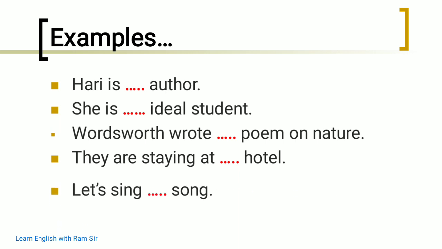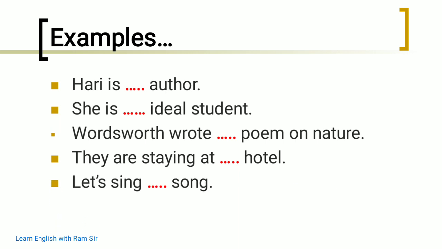Right? The next example is: let's sing dot dot song. So here the s sound is there, and s is of course not in our list, right? So here also you have to mention a. Let's sing a song. And the last example is: he is dot dot artist.